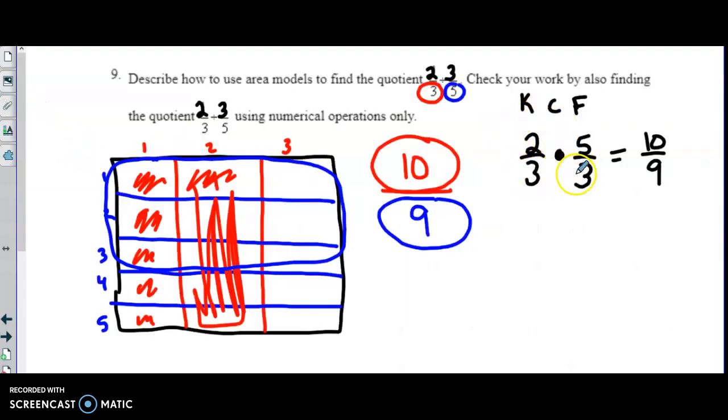Really quick, the last thing I wanted to show you is if you did keep, change, flip, you keep the first fraction the same, you change this to multiplication, and then you flip your second fraction, and you would also get 10/9. So I've shown you how to use the area model, how to use Desmos, and how to do it with numerical calculations. Good luck!